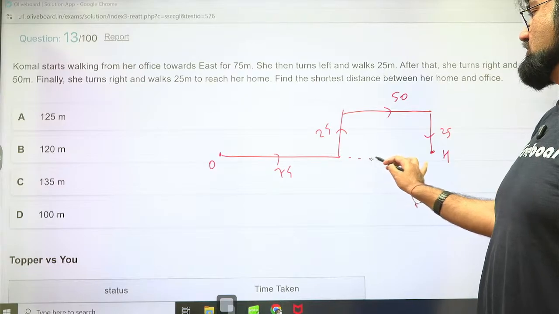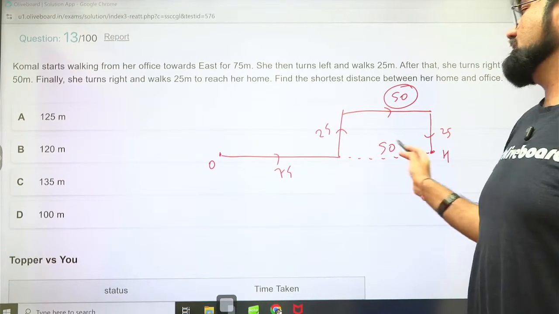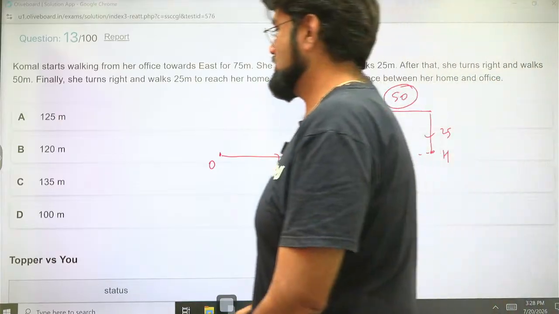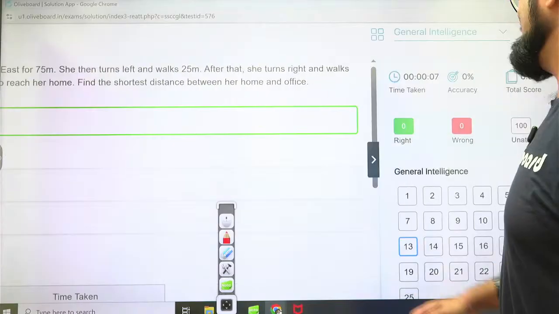They are asking you the shortest distance, but this is the only possible shortest distance. By rectangle method, this will also be 50. 75 plus 50 is 125. Very simple question. Option A is the right answer. Okay, cool. 35 seconds. Next.